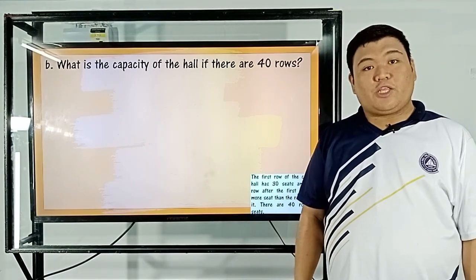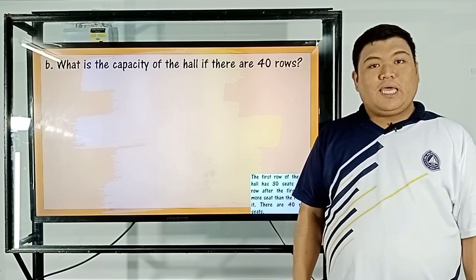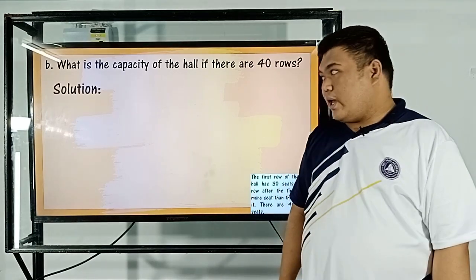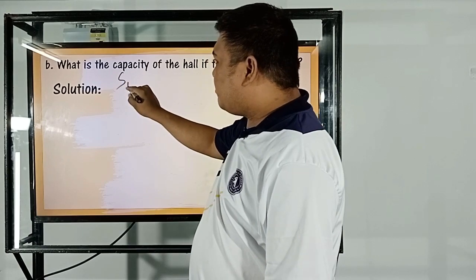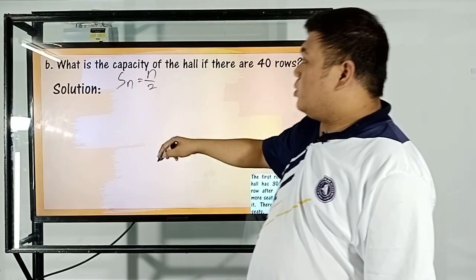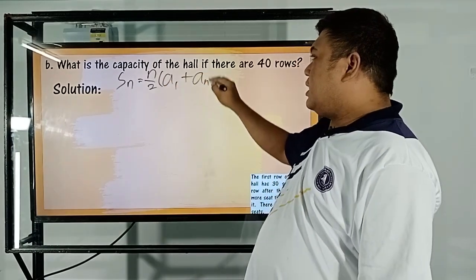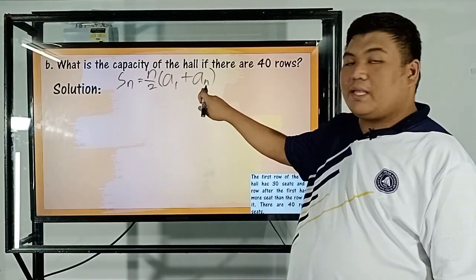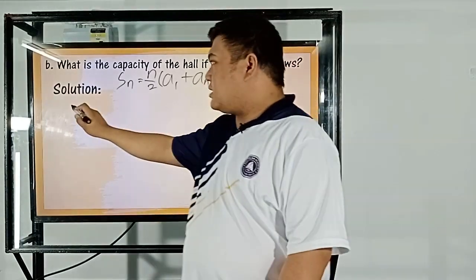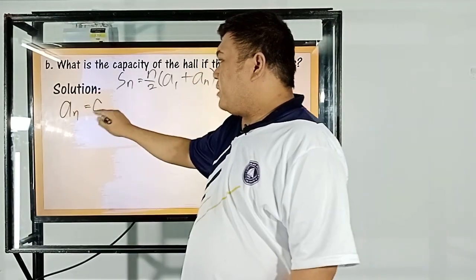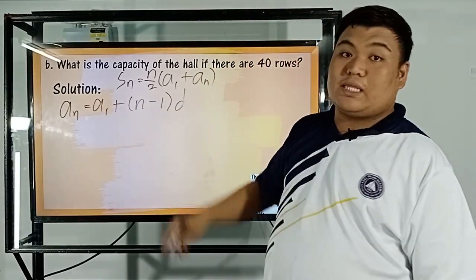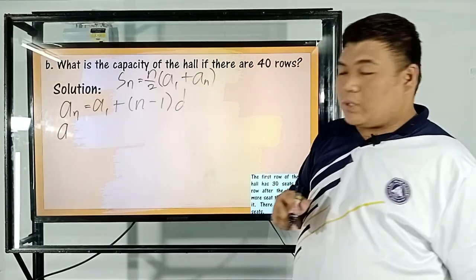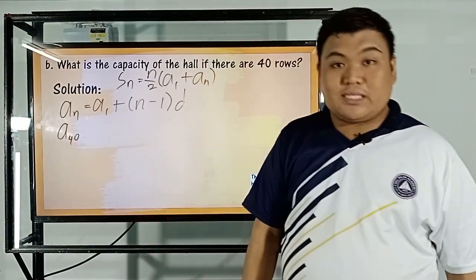Okay, for this solution, ang gagamitin ko muna ay yung first formula in finding the sum of an arithmetic series. So again, for the first formula, we have S sub n is equal to n over 2 times a sub 1 plus a sub n. Sa first formula, bago makasolve ang sum, kailangan muna nating hanapin si nth term. So, isosolve ko po muna si a sub n equals a sub 1 plus n minus 1 times d. Since ang hahanapin natin ay yung sum hanggang 40 rows, we will have to find a sub 40.